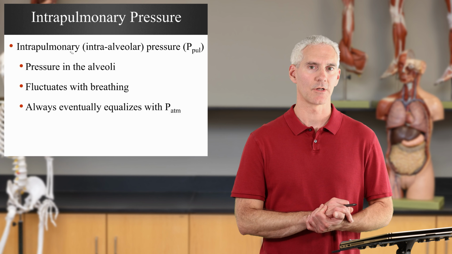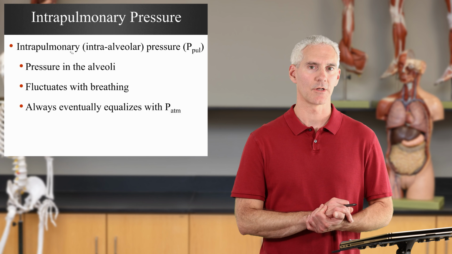Then we have also the intrapulmonary pressure. Now the intrapulmonary pressure, which is P subscript PUL, that is going to be the pressure inside the alveoli. The pressure inside your lungs, basically. Now that will fluctuate as you breathe, because the way your air goes in and goes out of your lungs is based on pressure gradients. So by changing the pressure inside the alveoli, changing the pressure of this intrapulmonary, you help the air flow in or flow out.